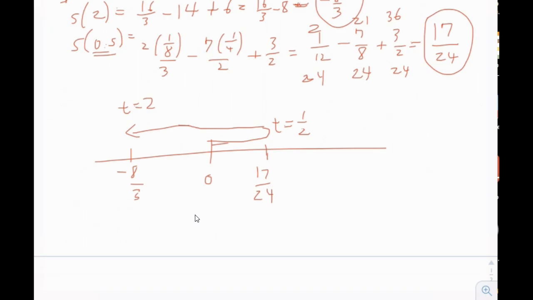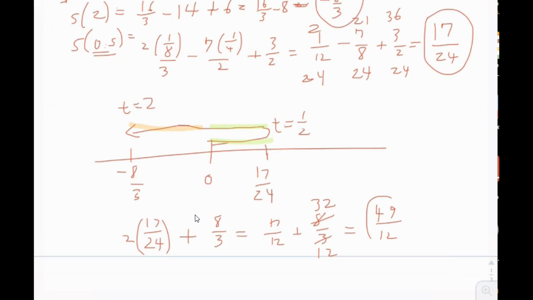Now to figure out the distance traveled, it's just a simple matter of calculating this distance, doubling it, and then adding this distance here. So the green distance is 17/24, and since we have it twice, we multiply it times 2. Then the orange distance is 8/3. Even though it's going to negative 8/3, we'll just consider it a positive quantity because we just want the total distance. So now we're going to have 17/12 plus 8/3. Once again, some complicated fractions: we put this over 12, so 3 times 4 is 12, and 4 times 8 is 32. So we have 32 plus 17, 49 divided by 12. The total distance traveled in this case is 49/12, right? Two greens plus an orange.